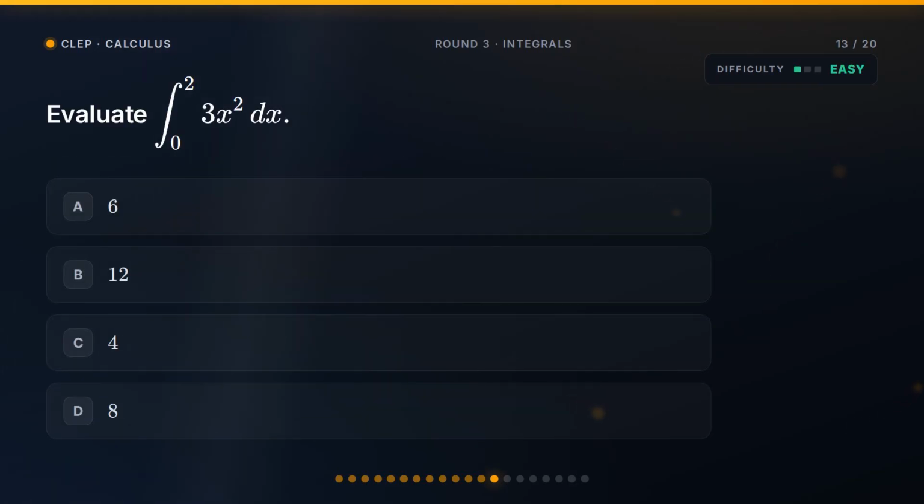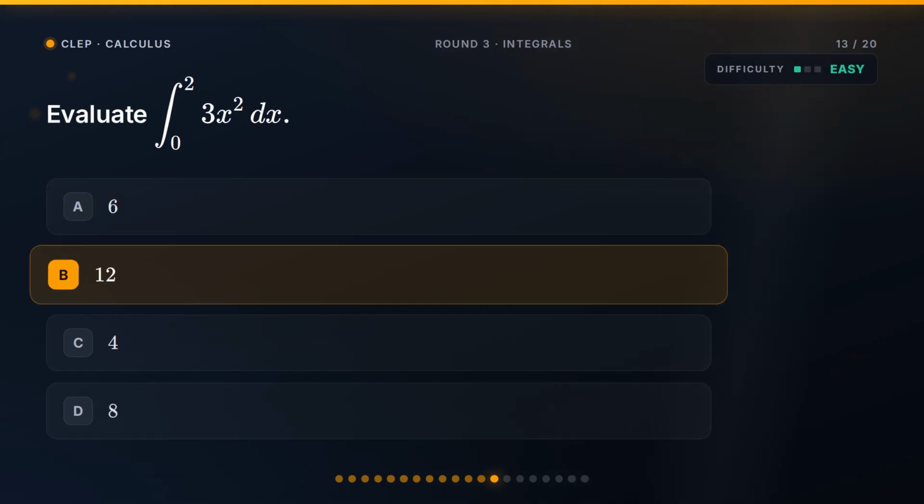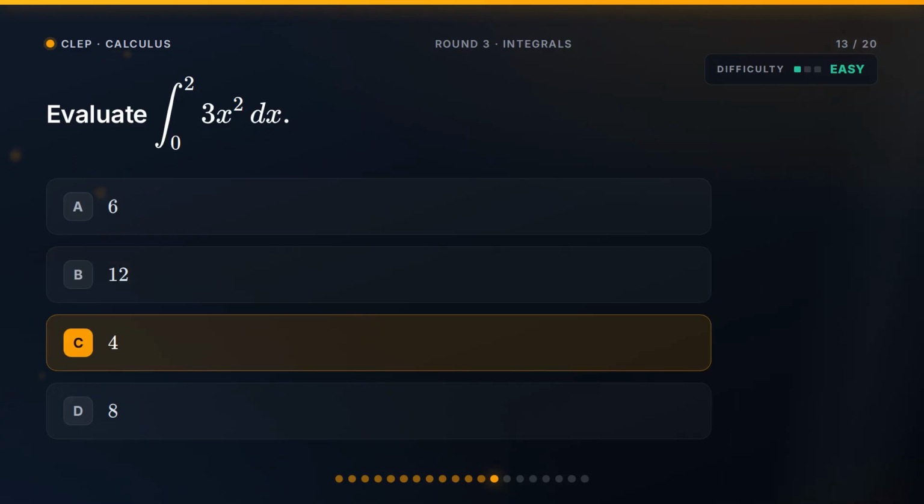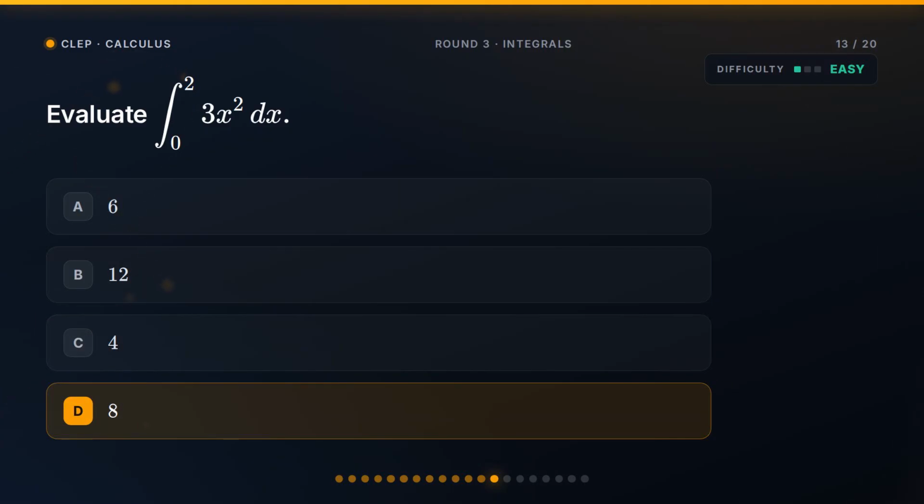Question 13. Evaluate the definite integral from 0 to 2 of 3x squared dx. A. 6, B. 12, C. 4, D. 8.